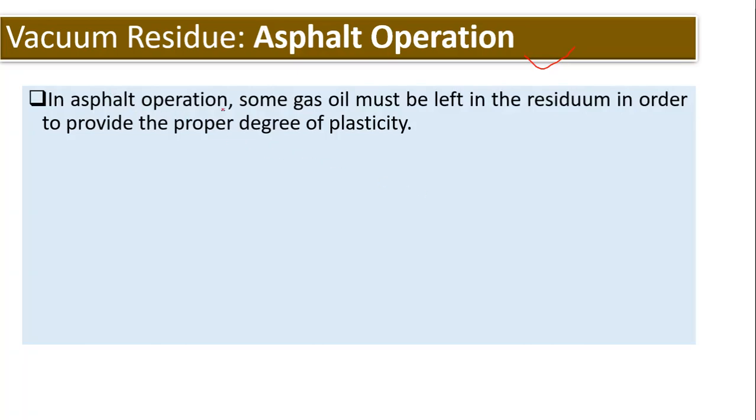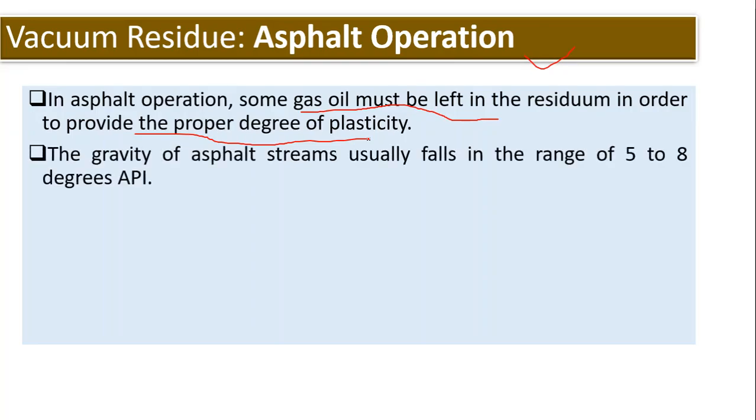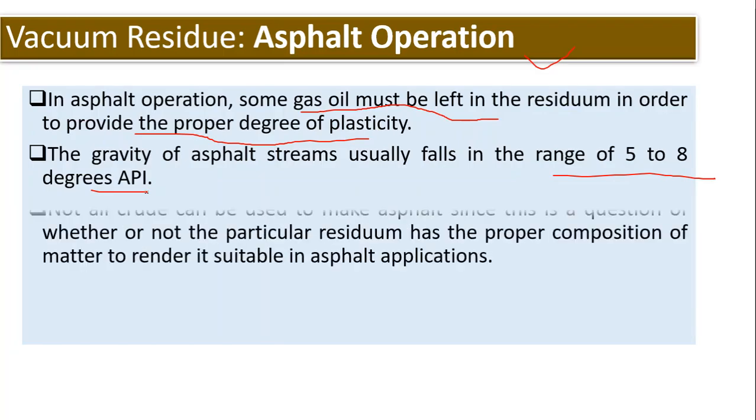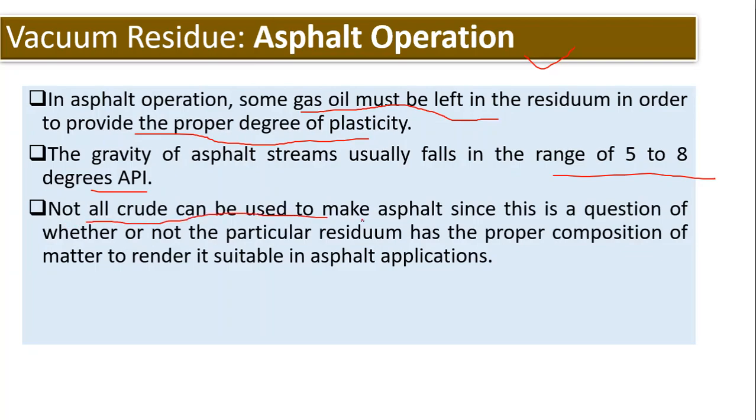But in the asphalt operations, you have to maintain a certain plasticity. In the asphalt operations, some gas oil must be left in the residue in order to provide the proper degree of plasticity, meaning there should be some flow, a small flow nature. So for that you have to maintain the asphalt in the range of 5 to 8 degrees API, slightly higher API as compared to the pitch operations. Not all crudes can be used to make asphalt, since it is a question of whether a particular residuum has the proper composition of matter to render it suitable for asphalt applications.